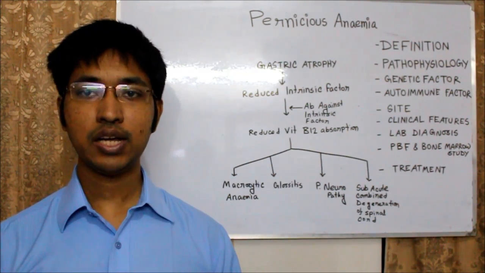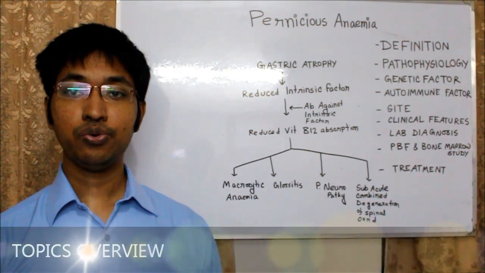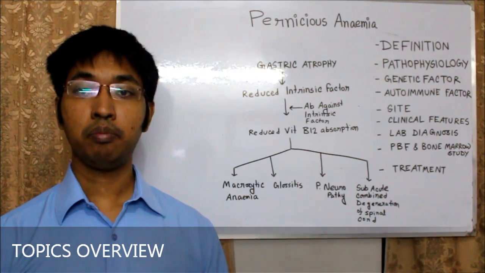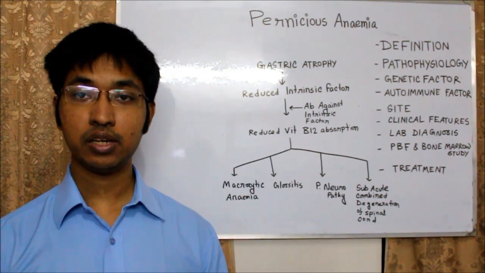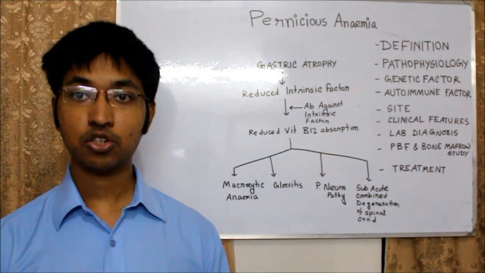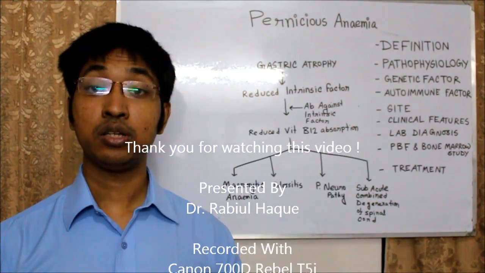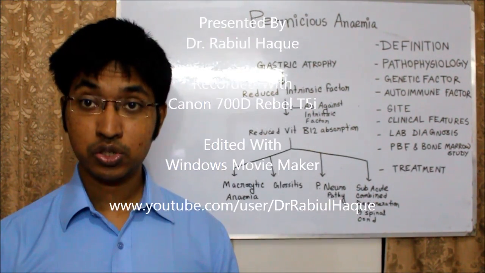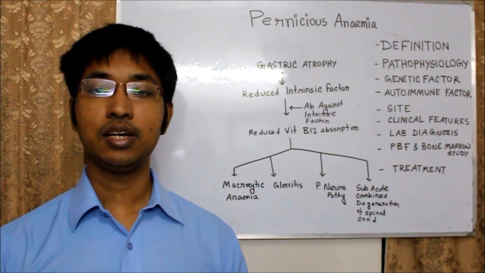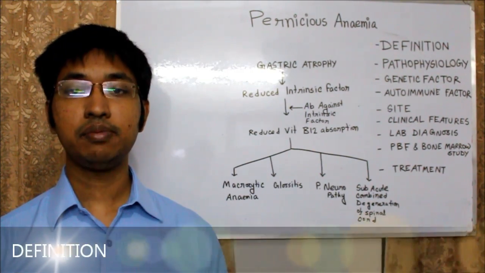Okay, now today's topic is pernicious anemia. In this video, first we will define pernicious anemia and discuss the pathophysiology of pernicious anemia, which will also include the genetic factors and autoimmune factors. Then we will discuss the common clinical features, lab diagnosis and treatment of pernicious anemia. Okay, so let's begin. First question, what is pernicious anemia?